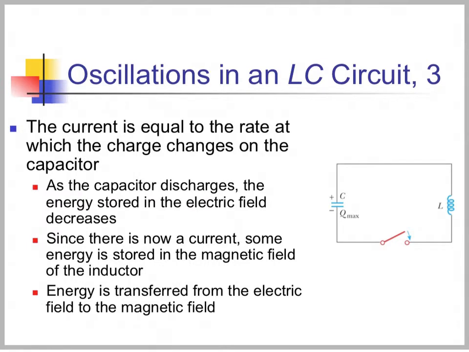The current is equal to the rate at which the charge changes on the capacitor. So as the capacitor discharges, the energy stored in the electric field will decrease. But now there's some current, and so some energy is going to be stored in the magnetic field of the inductor. So energy is transferred from the electric field to the magnetic field.